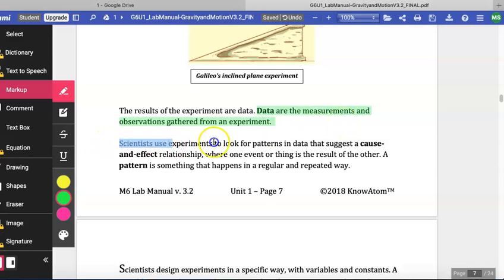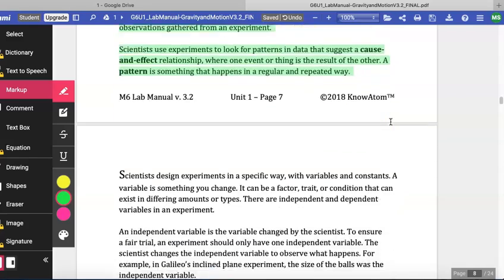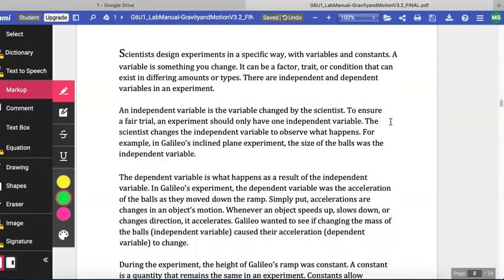Scientists use experiments to look for patterns in the data that suggest a cause and effect relationship, where one thing or event is the result of another. The pattern is something that happens in a regular and repeated way. Scientists design experiments in a specific way with variables and constants. A variable is something you change. It can be a factor, trait, or condition that exists in differing amounts or types.